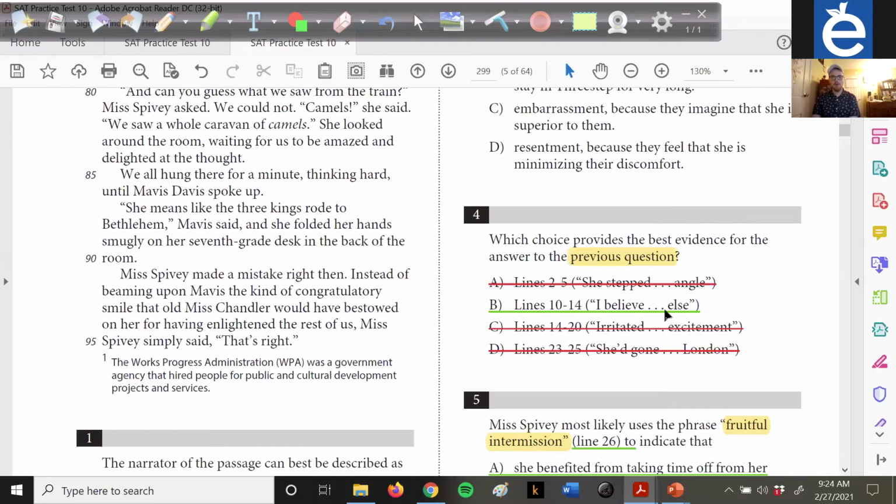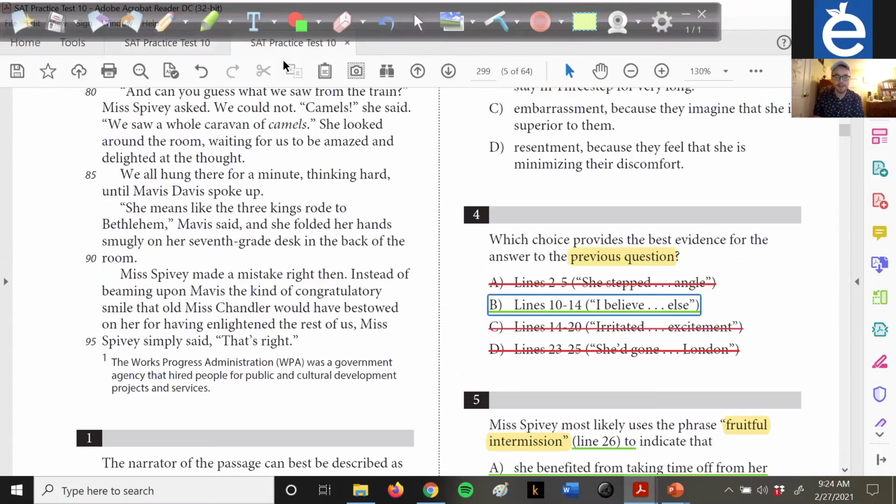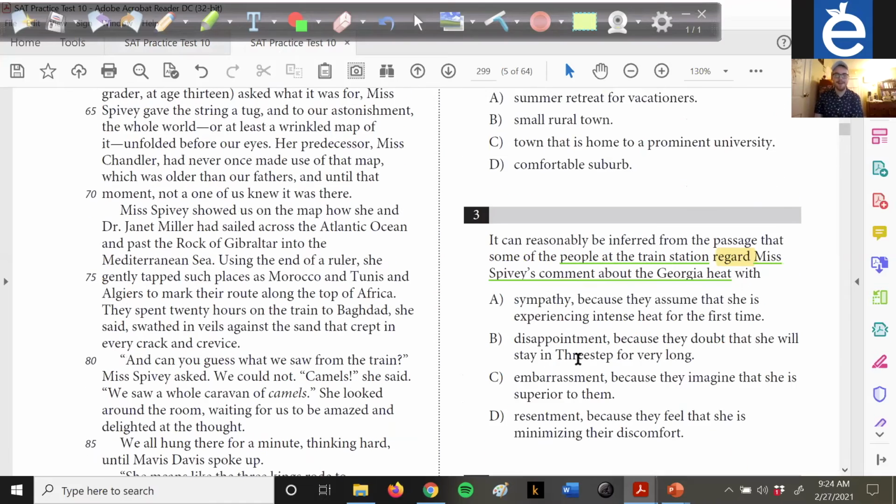So what is the reaction of the people at the train station to Miss Vivi's comment about the heat? Well, they're not too happy. They're irritated, right? Irritated, some of the people gathered to welcome her because they're really uncomfortable. They're sweating through their shorts. They don't like to hear that it's nothing compared to somewhere else. You all probably have a friend like that, just like, oh my gosh, you think this is cold? I'm from Alaska. I don't know if you all have a friend from Alaska, but if you do, you probably hear stuff like that. So they are irritated.